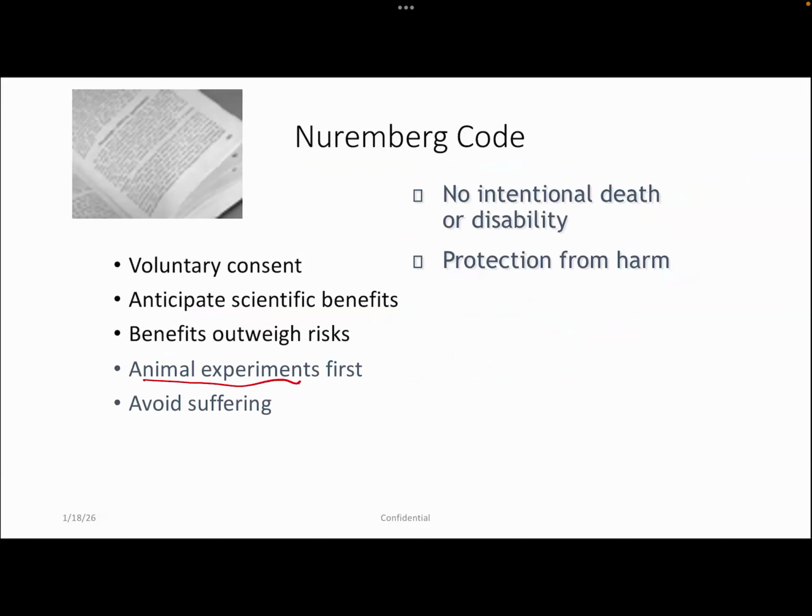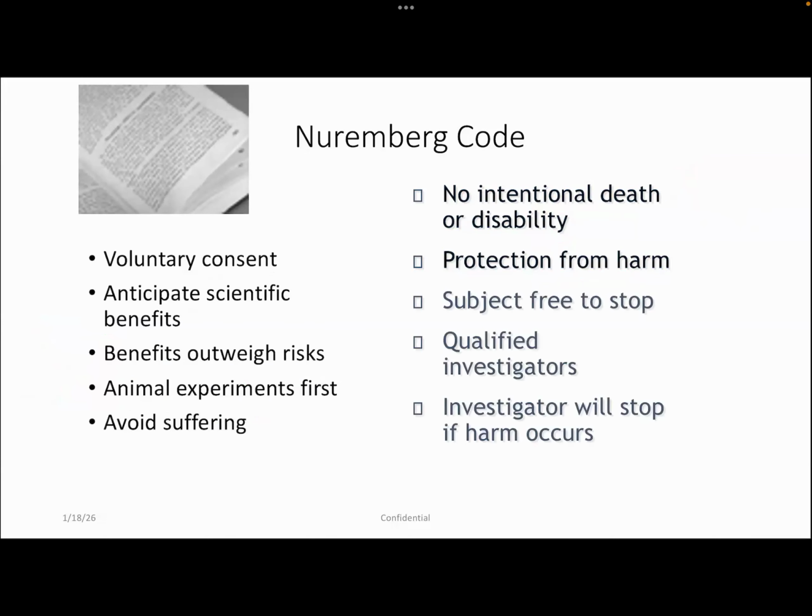Animal experimentation is a must. As of now, two-species data is a must. There should not be suffering, and no intentional death or disability. We will also learn in the responsibilities of the investigator, in the next session, and of the sponsor, that they are responsible for the safety and well-being of a participant. Protection from harm: if they think this is harming a patient, they should stop. And the participant is free to stop.